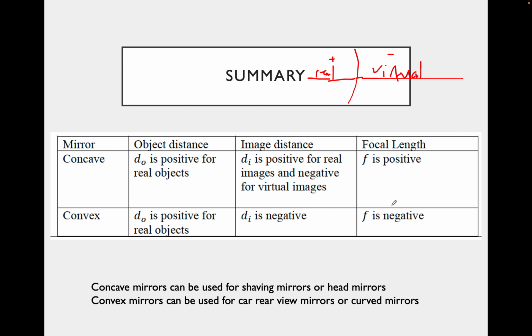Okay, focal length being positive and negative is not too important right now because we do not need to know the formula. We won't need to do any calculations, so we can ignore that for now.